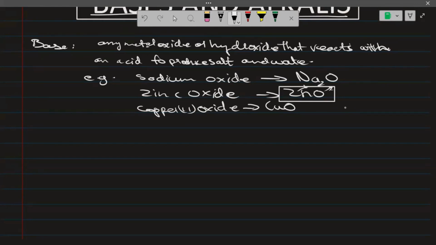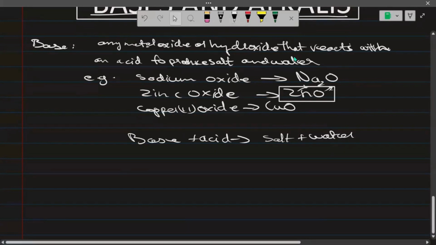So what does this definition mean? A metal oxide or hydroxide that reacts with an acid to produce salt and water. It means that when a metal oxide or hydroxide reacts with an acid, they produce salt and water. Basically, when a base reacts with an acid, it produces salt and water.